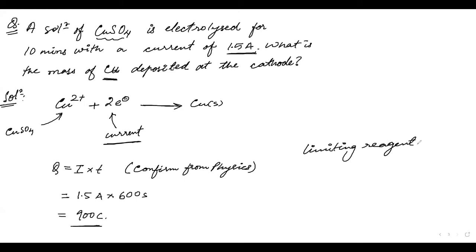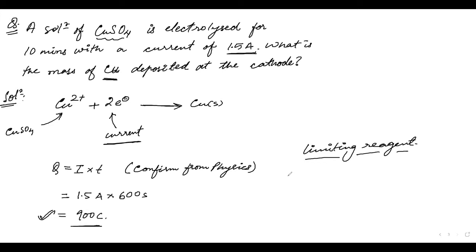Limiting reagent, correct? So this is a chemical reaction, right? And what is the limiting reagent here? The limiting reagent is electricity. The number of electrons, right? That is the limiting reagent, and we determine the amount of product according to the limiting reagent, correct?